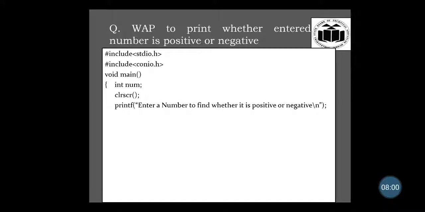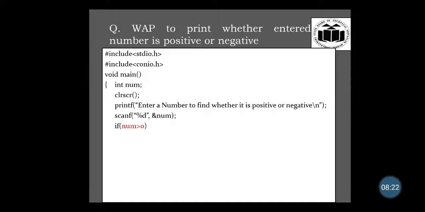Then we have to accept one number. So first of all, we are displaying a message: enter a number to find whether it is positive or negative. Next, scanf. Scanf is used to store that number in a number variable, nvm variable.